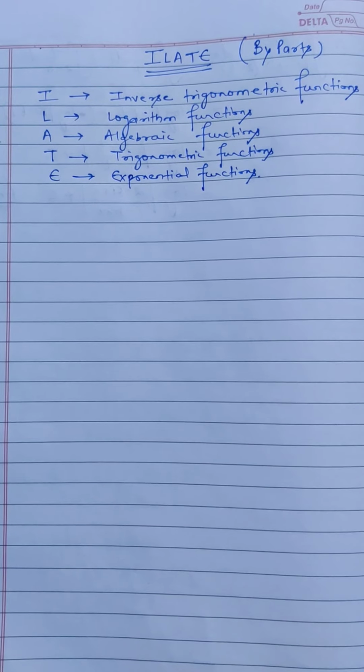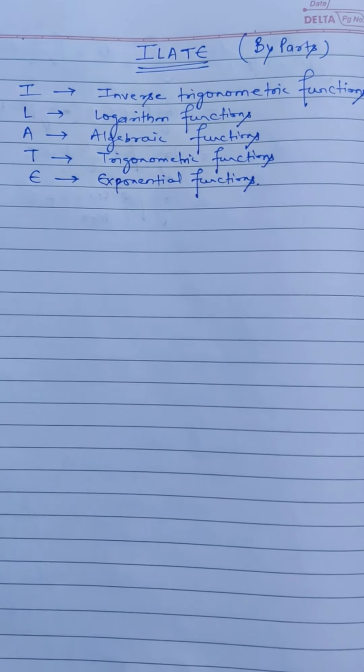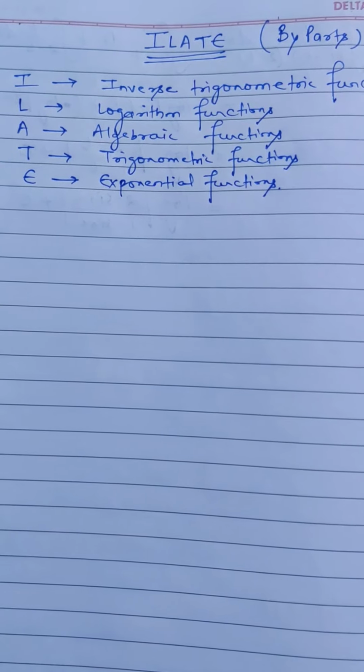Now the functions may be inverse trigonometric, logarithm, algebraic, trigonometry or exponential. Now in order to solve that integration, we have to follow a procedure, a step that includes the ascending or descending order of that function. Now in order to solve that particular function by parts of integration, we have to see one order which is called ILATE, where I stands for inverse trigonometric function, L stands for logarithm function, A stands for algebraic, T stands for trigonometric and E stands for exponential.